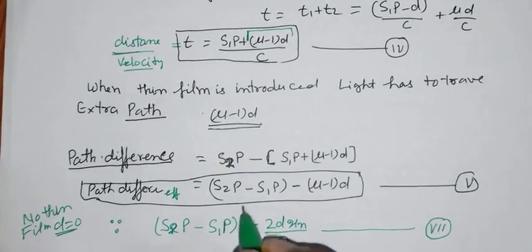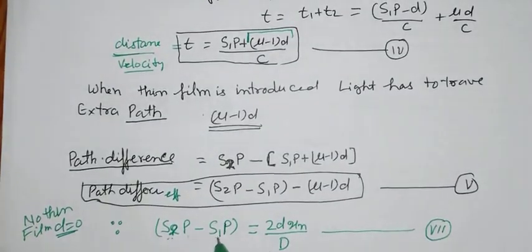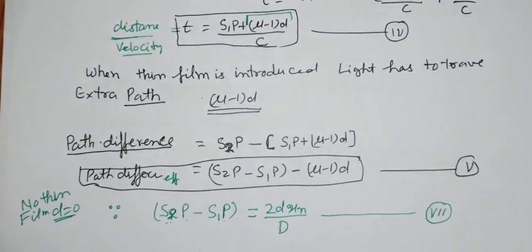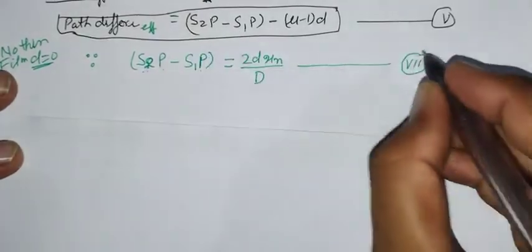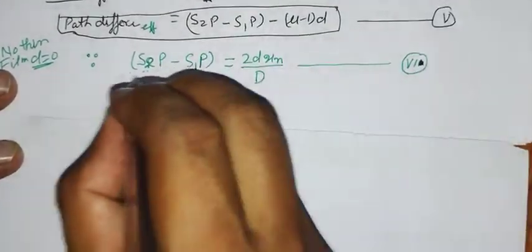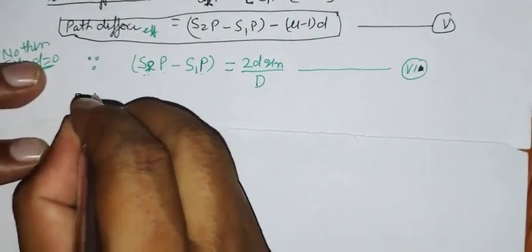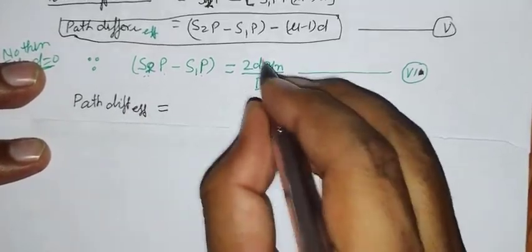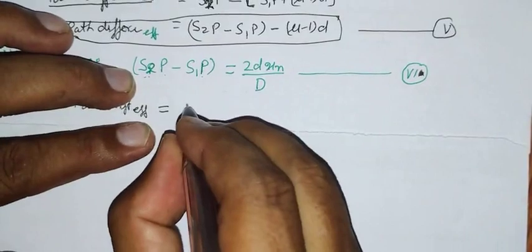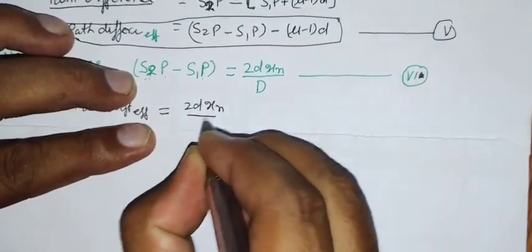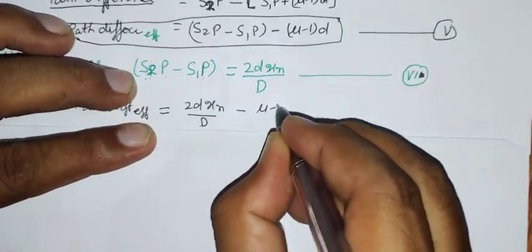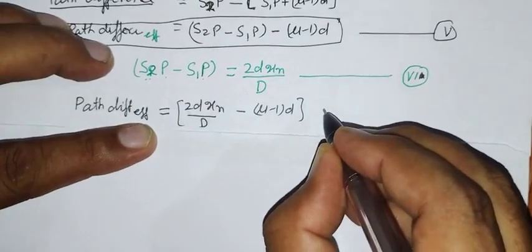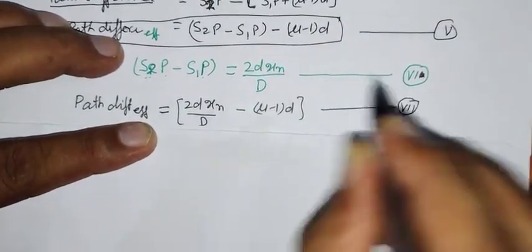Now what are we going to do? We are going to place the value of S2P minus S1P in equation number 5. Let's see what happens. This is equation number 6. Now the effective path difference can be written, putting this value here, as 2d xn by capital D minus (mu minus 1) into d. Let this be equation number 7.